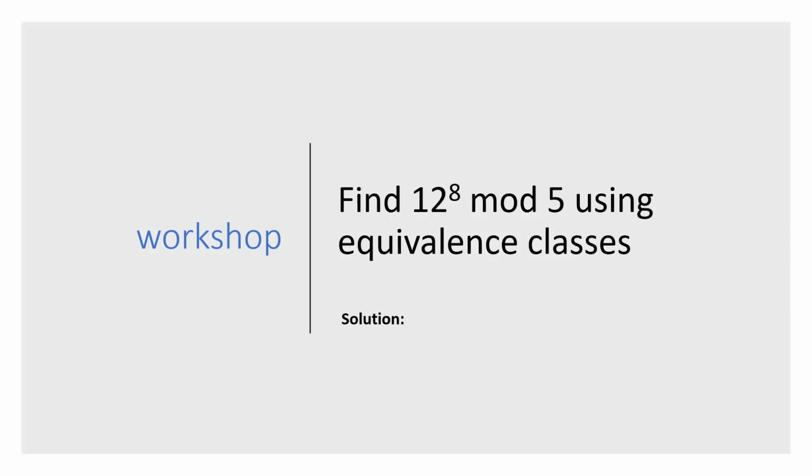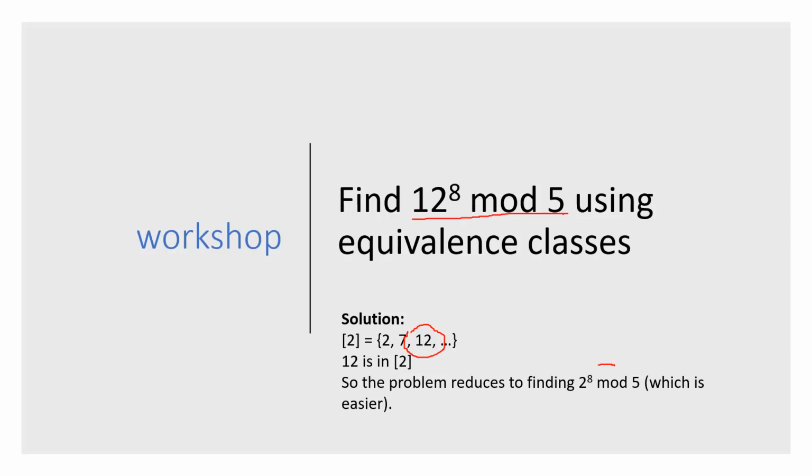So here's an example of the use of equivalence classes to solve something that might seem very difficult. Suppose we want to take 12 to the power 8 mod 5. Now, obviously, in real life, we're going to be dealing with much, much larger numbers. So we recognize that in modulo 5 arithmetic, 2 and 12 are in the same class. So this means 12 is in the class of 2, and therefore the problem of finding 12 to the 8 mod 5 reduces to the problem of finding 2 to the 8 mod 5. Because 2 to the 8 mod 5 is 256 mod 5, which we know to be 1, we can claim that the answer to this question is also 1.